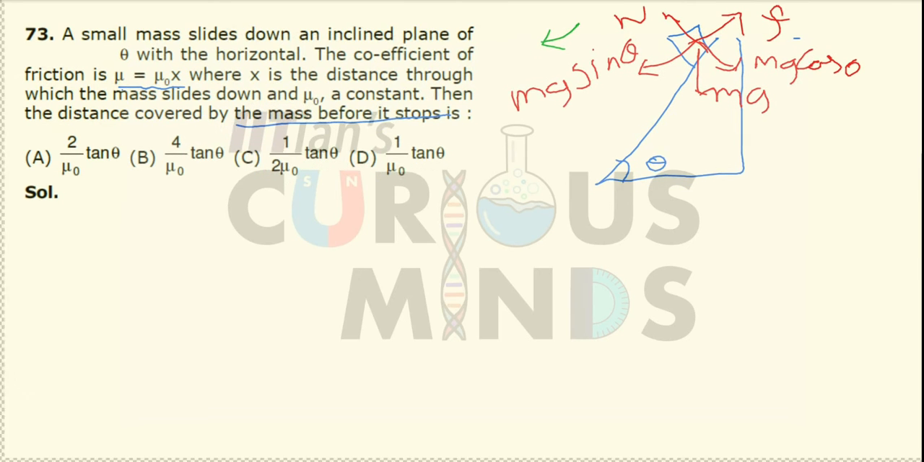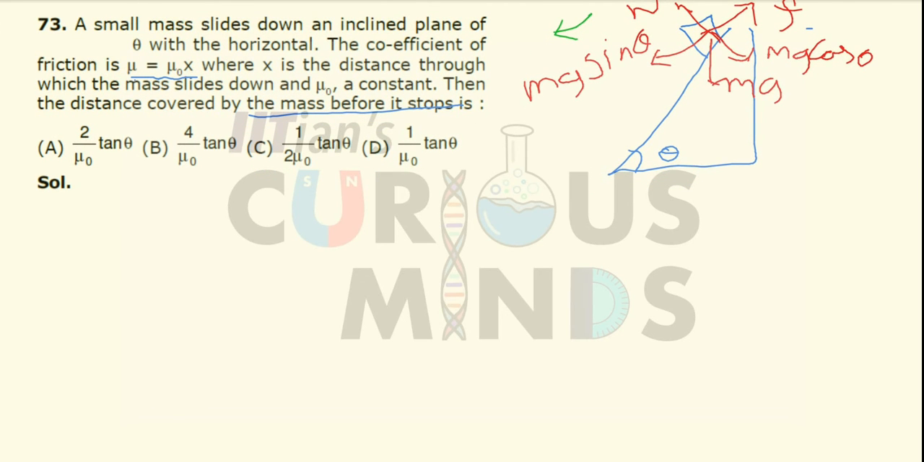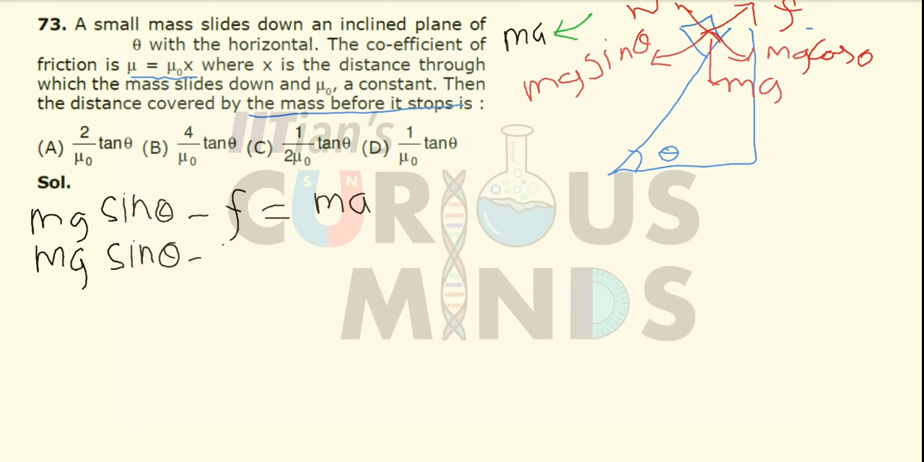Now for this part, the resultant force in the downward direction is ma. Since the body slides down, mg sin theta minus the frictional force will be equal to ma. It means that the downward force is greater than the upward force. Friction force can be written as mu times N, where N is equal to mg cos theta. So mg sin theta minus mu mg cos theta is equal to ma.